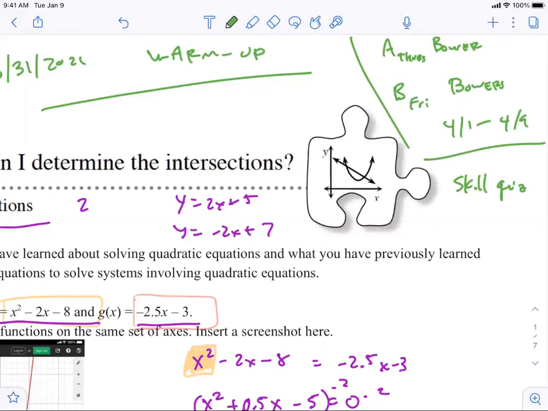The first one is solving quadratic inequalities, which is tomorrow. And then the next day is solving systems of nonlinear equations. So I think that's like a quadratic and a quadratic, or quadratic and a linear. So that's kind of what we're working on today. And then you have skill quizzes next week. So I'll send out a reminder for those.